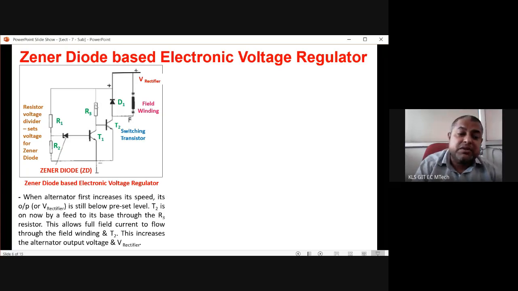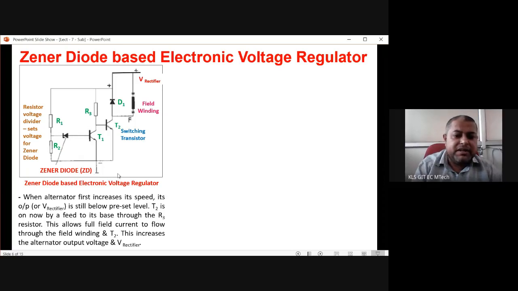As T1 goes into the conducting region, T2 will be in switched off condition, because this voltage is too much, and T2 will go into the off region. If this transistor goes into the off region, then there is no path for this current to flow, and the current through the field winding will be cut off. So I'll again repeat. Okay, let us just go through this.